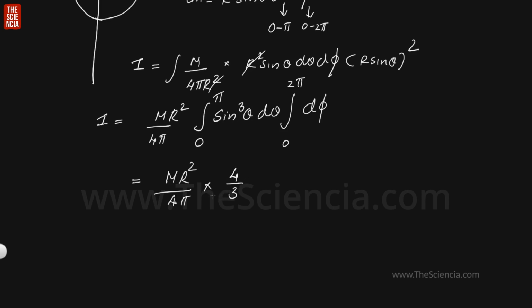I will discuss these concepts, these standard formulas, in my mathematical physics class. Okay, so the value of sine cube theta d theta, you just remember this value, that is 4 by 3, into integral d phi, that is phi, and after substituting this limit we get 2 pi. So here we can cancel this pi and the 4, and what we get is 2 by 3 m r square.